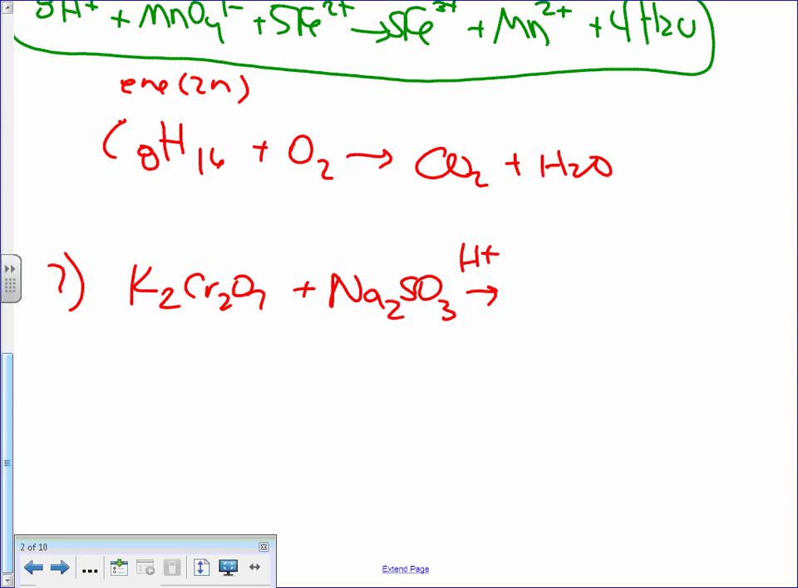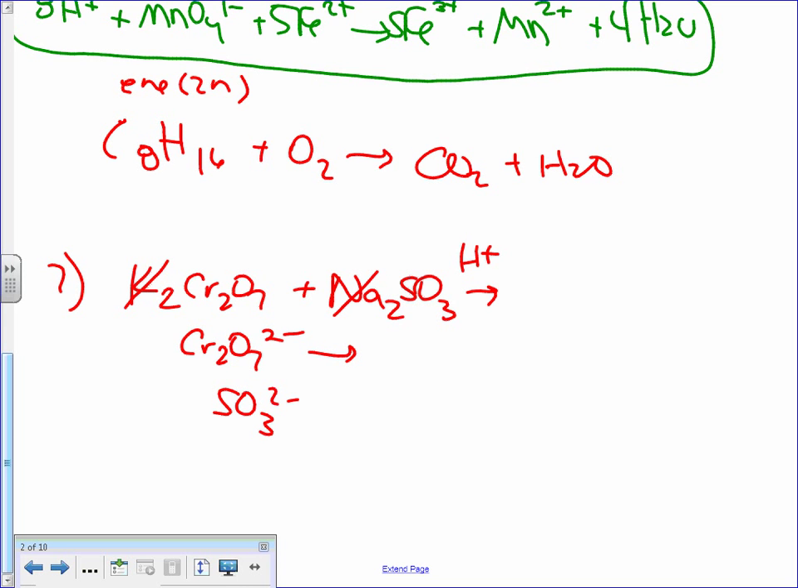Okay, so this is a weird one. Now, you did something similar to this with potassium permanganate and sodium sulfite, but first of all, pull out your 2 agents that are going to be reduced or oxidized. Tell me one of them. Or maybe tell me what your spectators are. Potassium's a spectator, sodium's a spectator. So what are the 2 things that are doing the redox? Dichromate and sulfite.